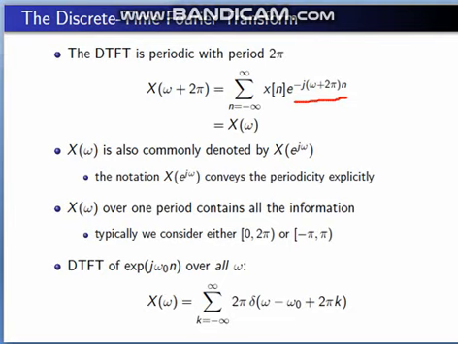Whatever frequency components are present in the signal x of n, whether x of n is a combination of multiple signals or a single signal, the DTFT will give us all the frequency components in continuous form if we use the discrete time Fourier transform formula.